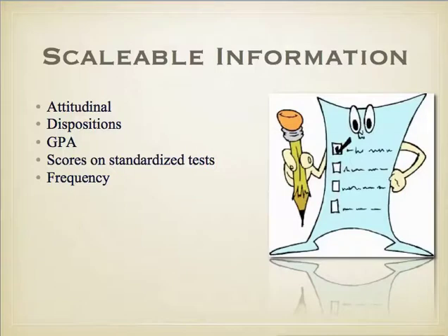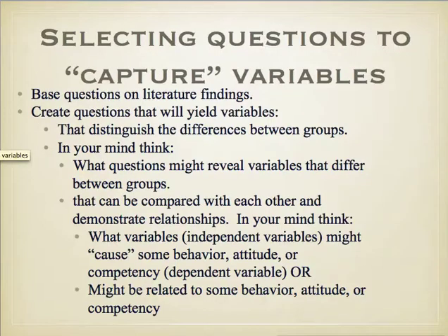Now, those are rather easy. What's more challenging is to get authentic and usable, scalable information, especially attitudes and dispositions. So what you want to do is capture those variables. And the variables that you're going to use usually will come through your literature review or in your research questions. So first of all, identify questions that will distinguish between the groups.